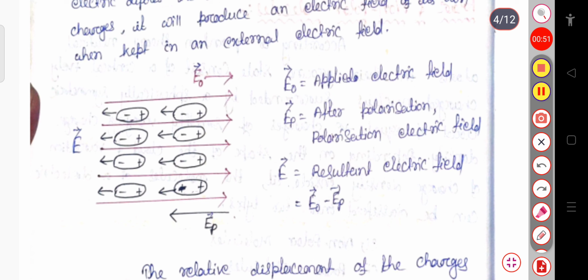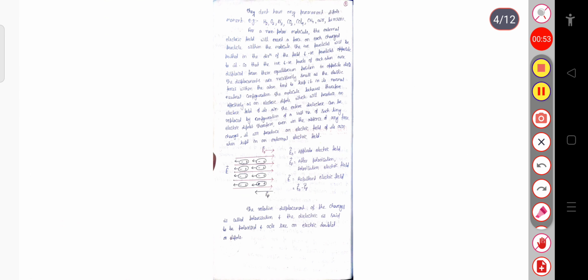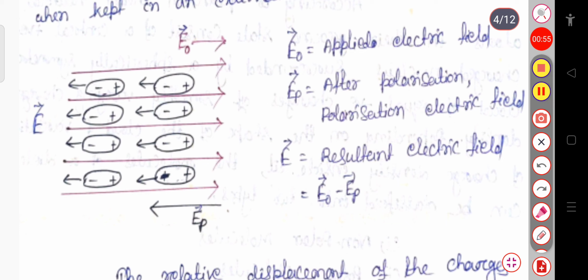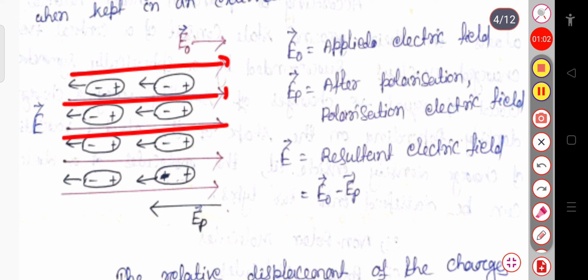And if you apply some external field to this non-polar molecule, then there will be charge separation. If you apply the field in this particular direction, the positive charges will move in this direction and the negative charges in the opposite direction, so there will be positive charge here and negative charge here. In each molecule the exact same thing will happen, so there will be separation between the negative and positive charge.